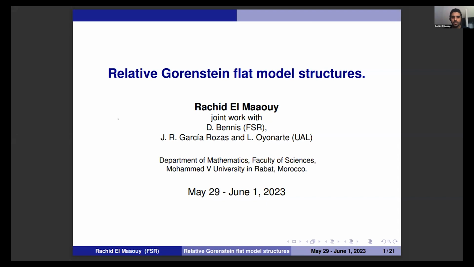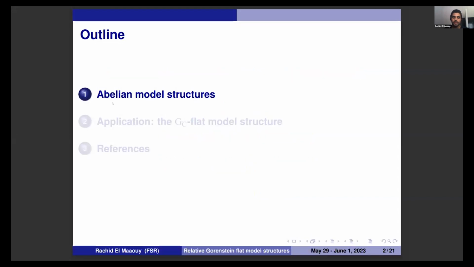Okay, good afternoon, everyone. My name is Rachid EL Maaouy. I am a PhD student. I'm going to talk in this presentation about part of my work called relative Gorenstein flat model structures. So this presentation will be divided into three parts. First, I'm going to talk about abelian model structures. Then I'm going to illustrate with an application called the GC flat model structure. Then I will conclude with some references.